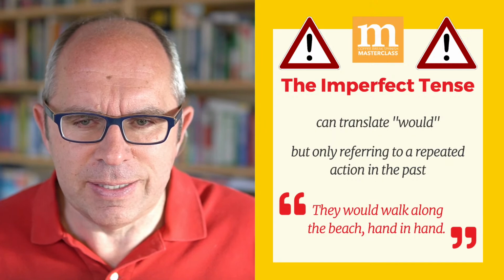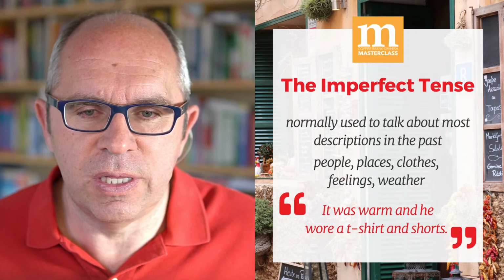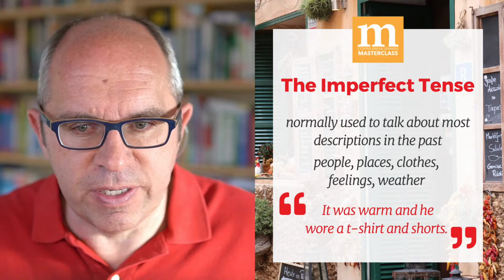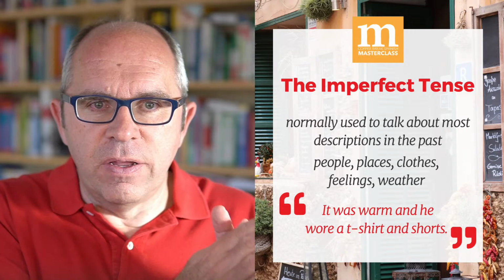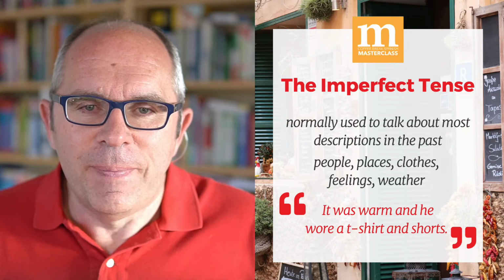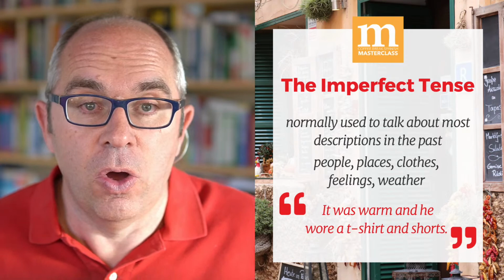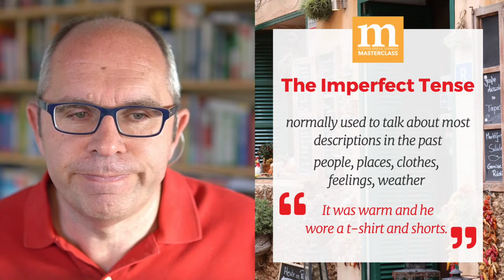Hopefully that makes sense. And the imperfect tense is normally used to talk about most descriptions in the past. So when you're talking about people or places or clothes or feelings or weather, all of these tend to be described using the imperfect tense. So it was warm, imperfect tense in Spanish, and he wore a t-shirt and shorts. Now, this is not an individual action in the past. He wore a t-shirt and shorts and then he wore something else. This is an ongoing description of how he was dressed at the particular time. So it was warm and he wore a t-shirt and shorts. Again, examples of the imperfect, or at least examples in English of what we would use with an imperfect in Spanish. Okay, so that's a kind of summary of where we are with the imperfect tense.